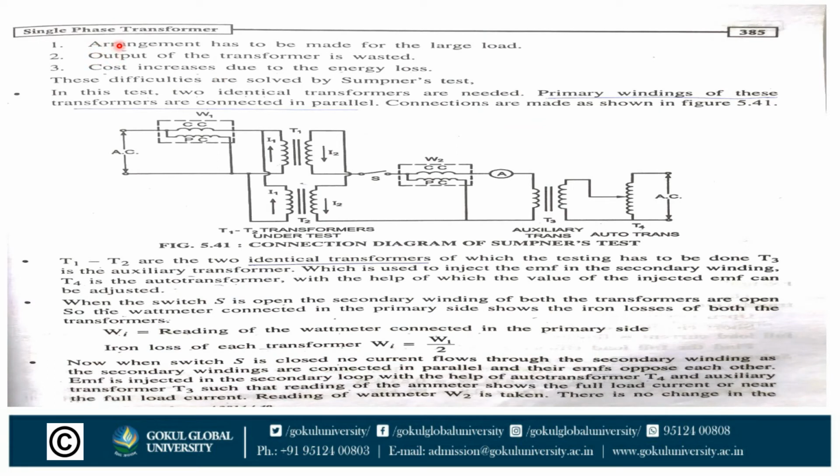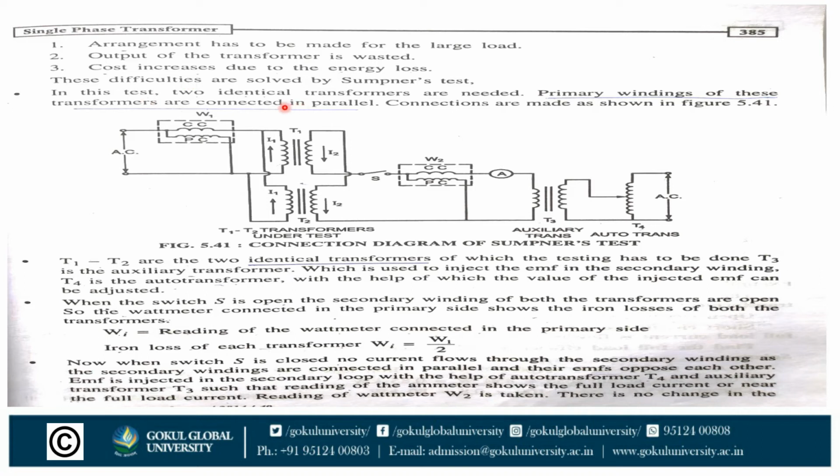There are three difficulties. First one is arrangement has to be made for the large load. Second one is the output of the transformer is wasted, and third one is cost increase due to the energy loss. These difficulties are solved by the Sumpner test. By using this test, we can solve these difficulties.